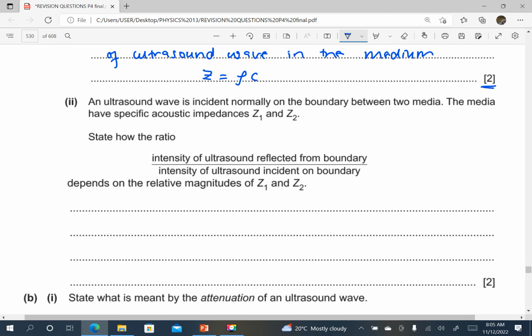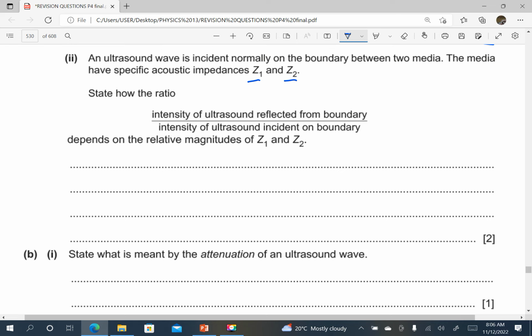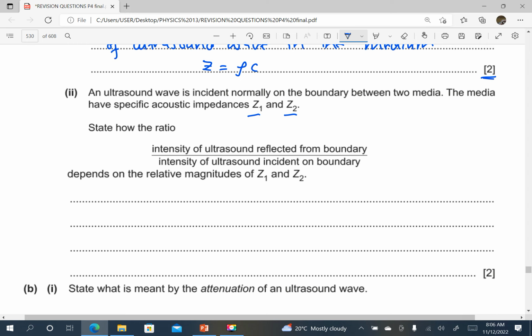An ultrasound wave is incident normal on the boundary between two media. The media have specific acoustic impedances Z1 and Z2. State how the ratio of the intensity of ultrasound reflected from the boundary over the intensity of ultrasound incident on the boundary depends on the relative magnitudes of Z1 and Z2. Remember, intensity reflected over intensity incident is what we call the intensity reflection coefficient. That is alpha, which is Z2 minus Z1 over Z2 plus Z1, all squared.